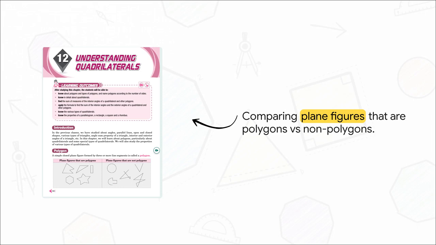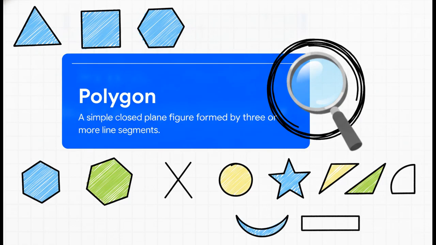So let's lock this concept in with a formal definition. A polygon is a simple, closed, plane figure formed by 3 or more line segments. Simple just means the lines never cross. Closed means there are absolutely no open gaps. The shape completely traps the space inside it. And line segments mean strictly straight edges, literally no curves allowed.